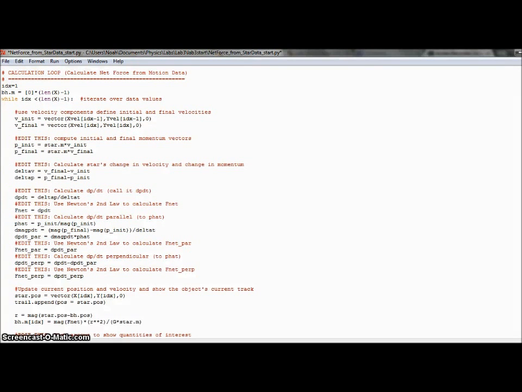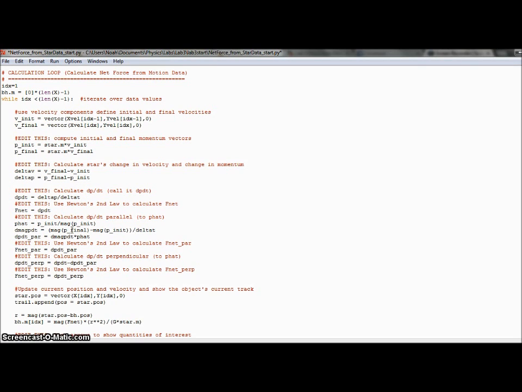The next part to calculate is the momentum, denoted by p. Because p equals mass times velocity, p initial equals the mass of the star times the initial velocity. Similarly, the final momentum is equal to the final velocity times the mass of the star. Next, delta v equals the final velocity minus the initial velocity. Same with delta p, only with momentum instead of velocity, where final minus initial equals the change in momentum. Then dp/dt equals delta p divided by delta t, as written here.